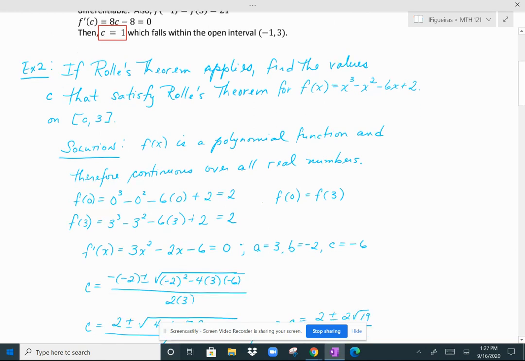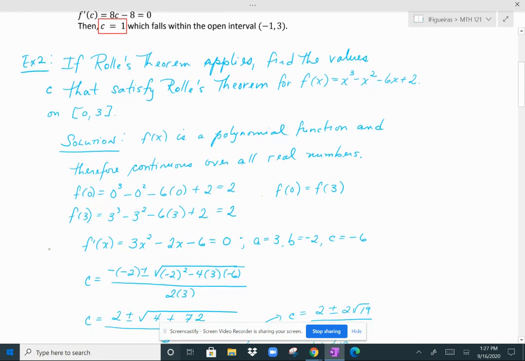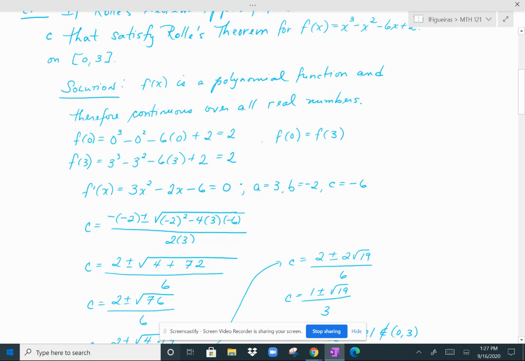Okay, so now we're ready to take the derivative. f prime of x is 3x squared minus 2x minus 6. So this one is not factorable. It's a quadratic equation, so we can solve it by the quadratic formula. And in order to use the quadratic formula, you need to know what a, b, and c is from this equation. So a is 3, b is -2, and c is -6.